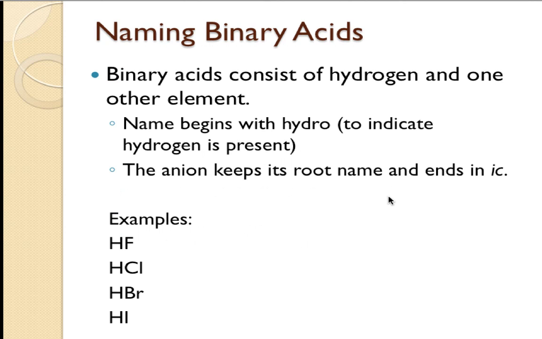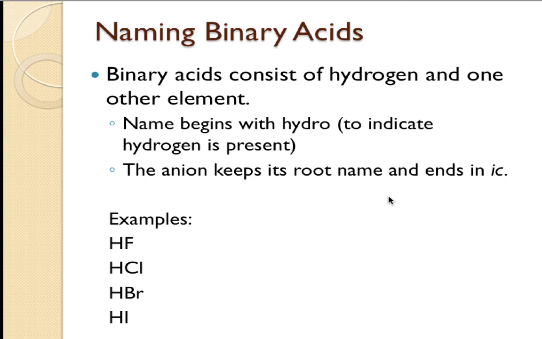Okay. There are 2 types of acids that you need to know how to name. The first one is called a binary acid. And a binary acid consists of a hydrogen and 1 other element. Binary means 2. When naming binary acids, meaning hydrogen and 1 other element, you're going to begin the name with hydro. That indicates that the hydrogen is present. Secondly, the anion keeps its root name and ends in ic.